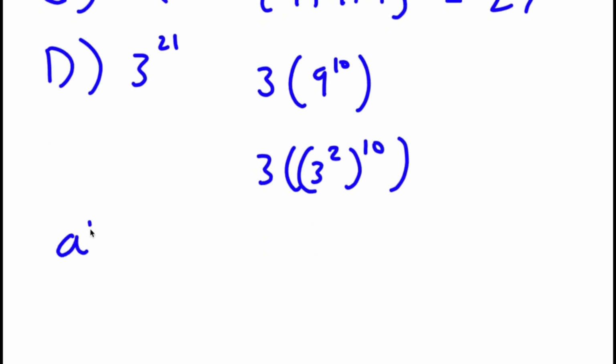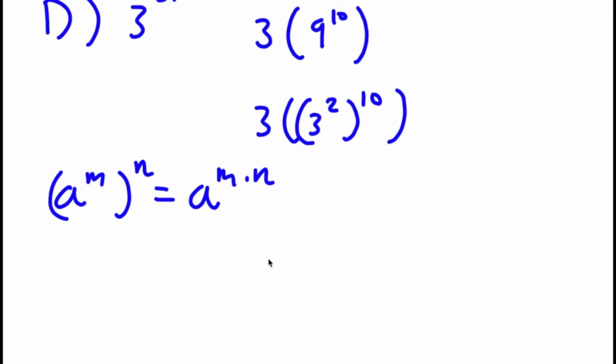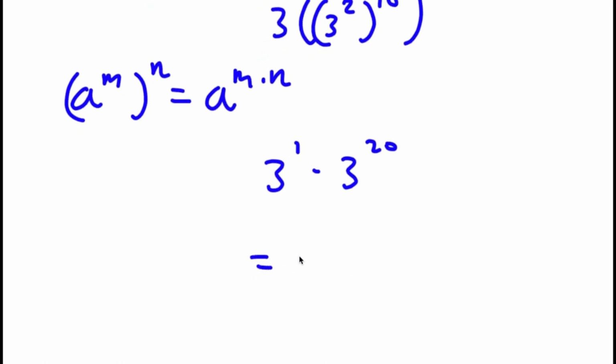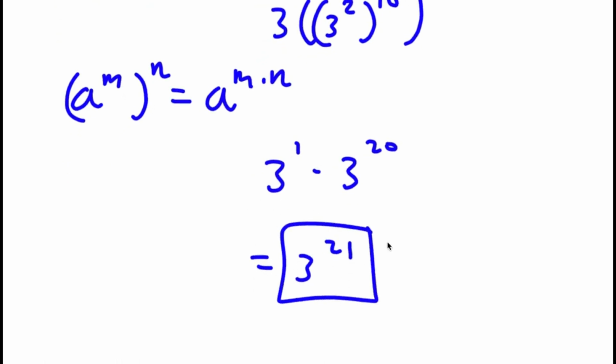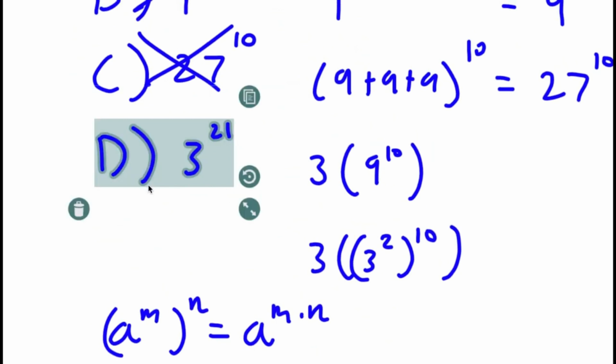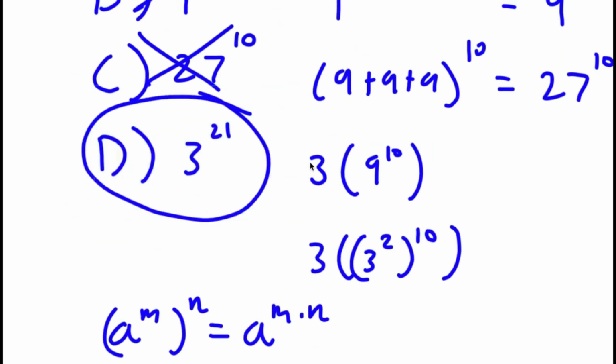And if I have something in the form a to the power of m to the power of n, this is equal to a to the power of m times n. So 3 to the power of 2 to the power of 10, that's equal to 3 to the power of 2 times 10, which is the same thing as 3 to the power of 20. So now I have 3 to the power of 1 times 3 to the power of 20, and this is equal to 3 to the power of 21. And this is actually the correct way of solving this problem. So the right answer is D.